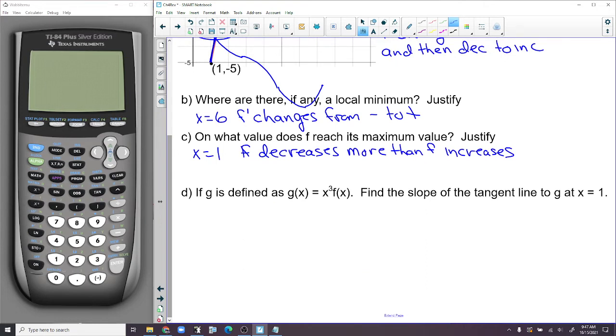If g is defined as g of x equals x to the third times f of x, find the slope of the tangent line to g at x equals 1. I promise you that I've given you the tools to do this problem. Give it a try. I promise you, you know everything you need to know to do this one. I don't think we've ever done one like this, though.